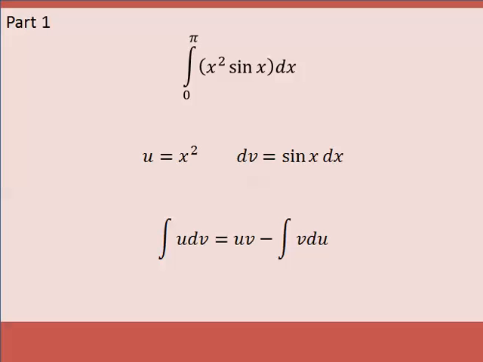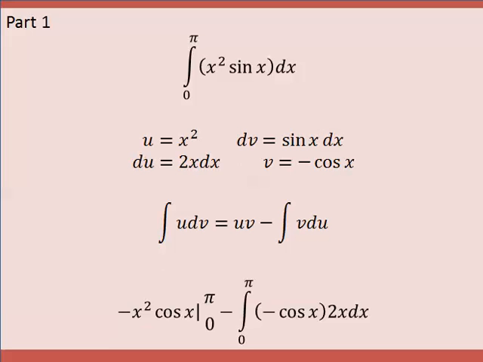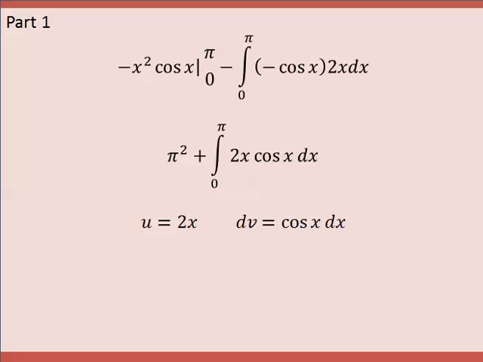So first let's tackle x squared sine x using integration by parts. If u equals x squared, then du equals 2x dx. If dv equals sine x, then v equals negative cosine x. X squared cosine x, the negative of that evaluated from 0 to pi, is pi squared. We next need to look at the integral of 2x cosine x, and we need to use integration by parts on that.